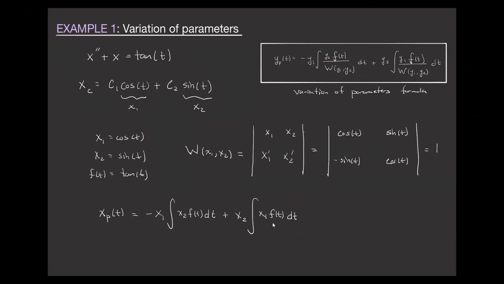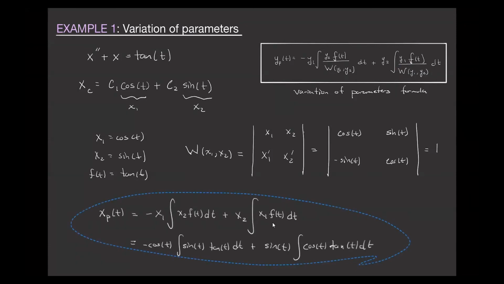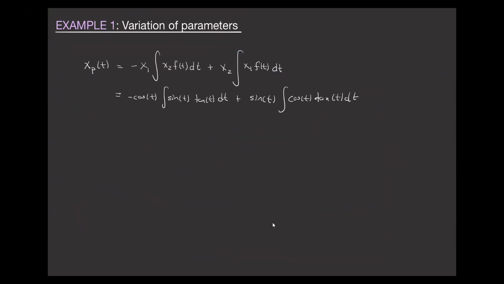Now let's actually substitute in the functions that we have. So we have negative cosine of t, antiderivative of sine t times tangent of t dt, plus x2, which is sine t, times the antiderivative of cosine t tangent t dt. And now let's take this to another page and then we'll compute it. We've got two integrals to do.